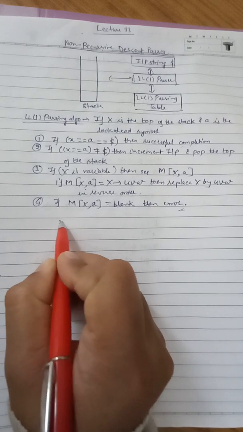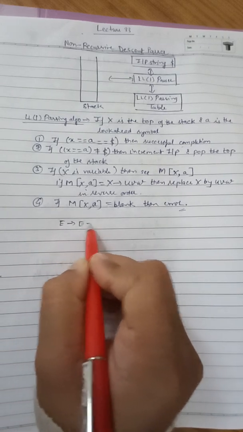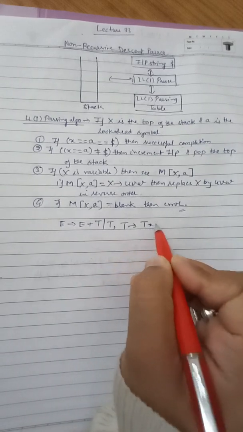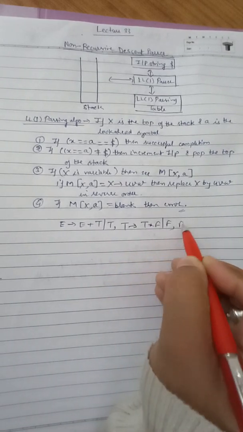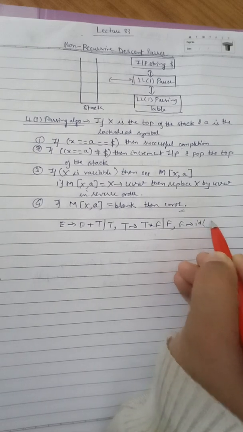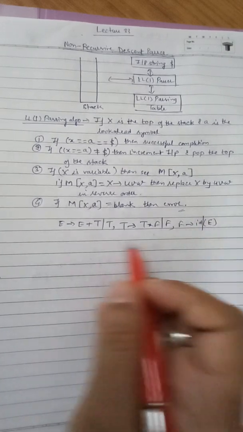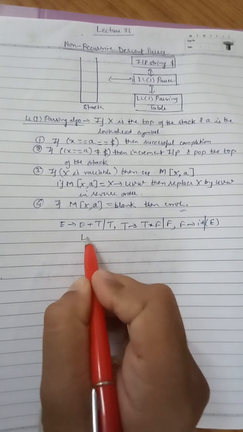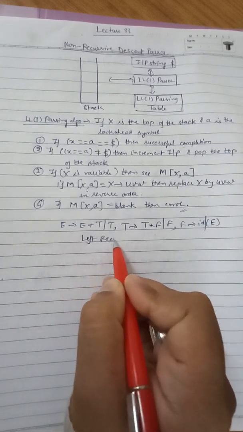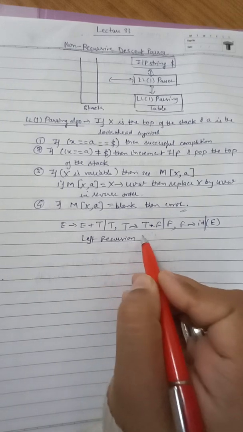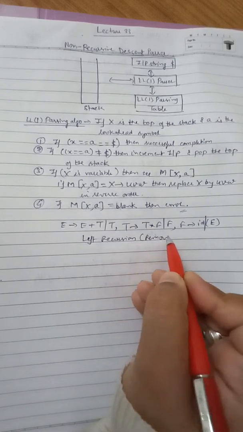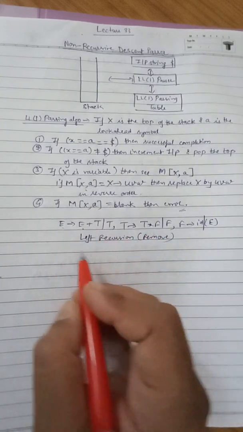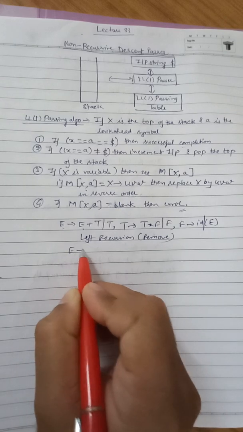Suppose we take one example: E tends to E plus T or T, T tends to T star F, and so on. We have this grammar. Because it contains left recursion, first we are going to remove the left recursion, as E tends to E plus T and T tends to T star F have left recursion. We know how to do it as we have learned earlier.